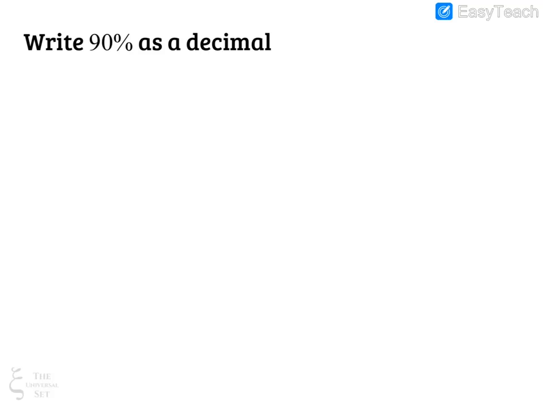Let's try another. 90% as a decimal. So we're starting with our 90%. We're going to divide by 100. We're going to need to move everything down 2 columns, so the 9 comes into the units place, and then behind the decimal point, we're going to get 0.9. That's going to be 90% as a decimal. How about going the other way then?